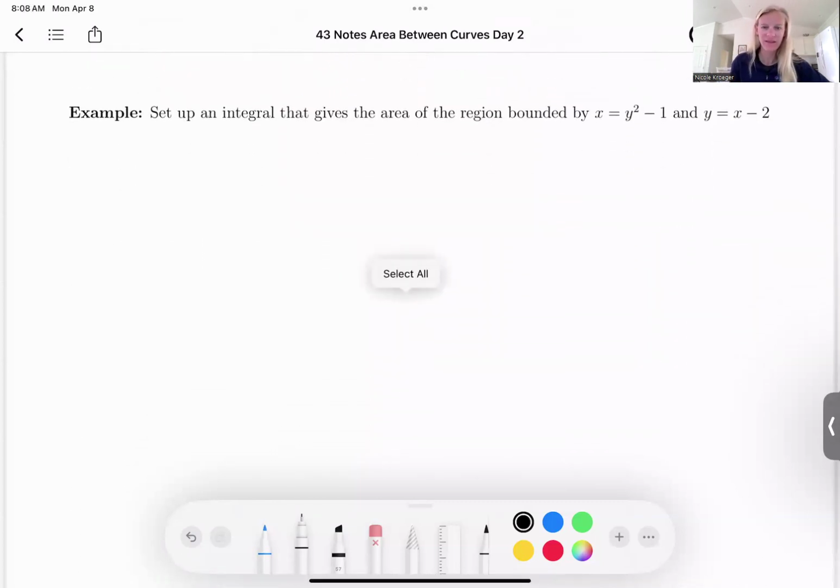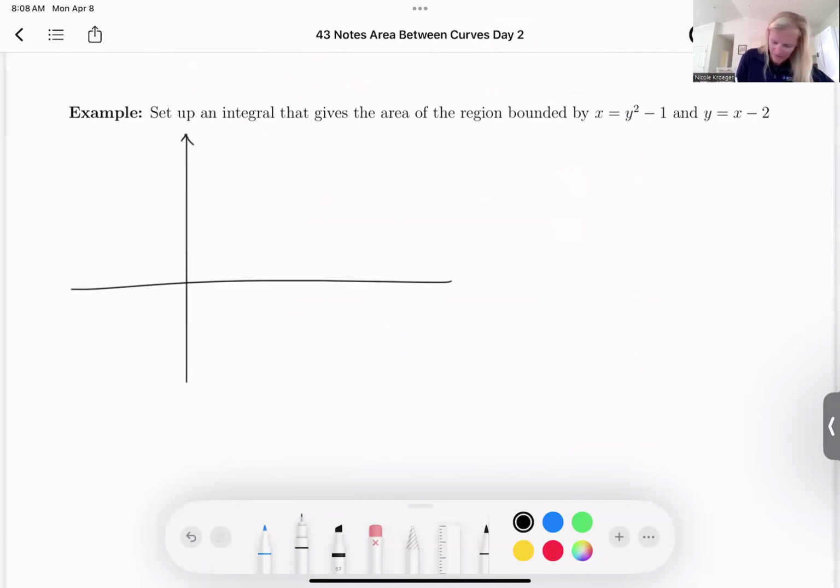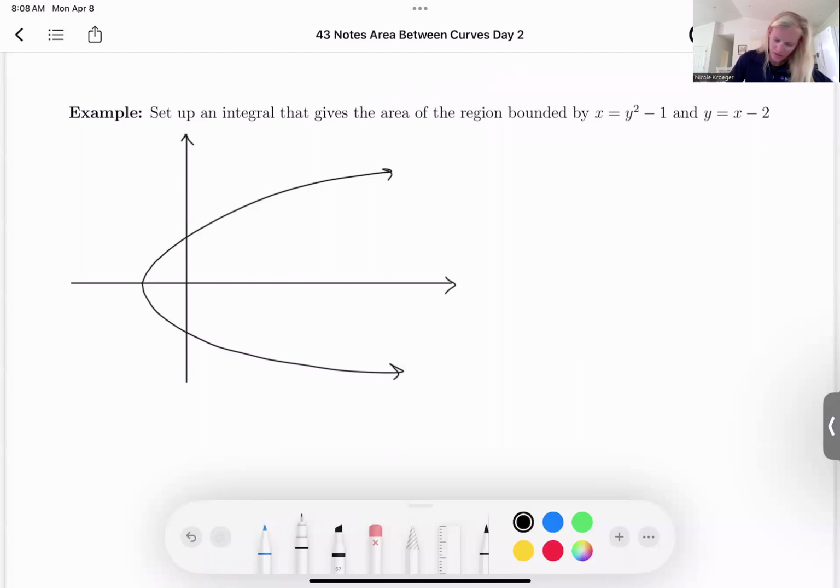You might need to graph this in Desmos, but y squared minus 1 is a sideways parabola. It opens this direction and is shifted over 1. So this is my y squared minus 1 is equal to x. That's already written as x equal to a function of y, so we'll probably do this in terms of y. x minus 2 is a line down here. And so the region we're looking for is this one here.